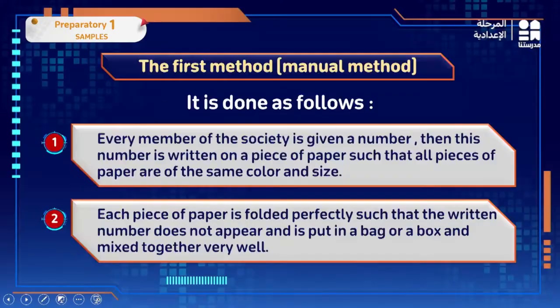Then each piece of paper is folded perfectly such that the written number doesn't appear, and it is put in a bag or a box and mixed together very well. Now I need to put them in a bag or a box, okay? Then pick one of them. This is the manual method.